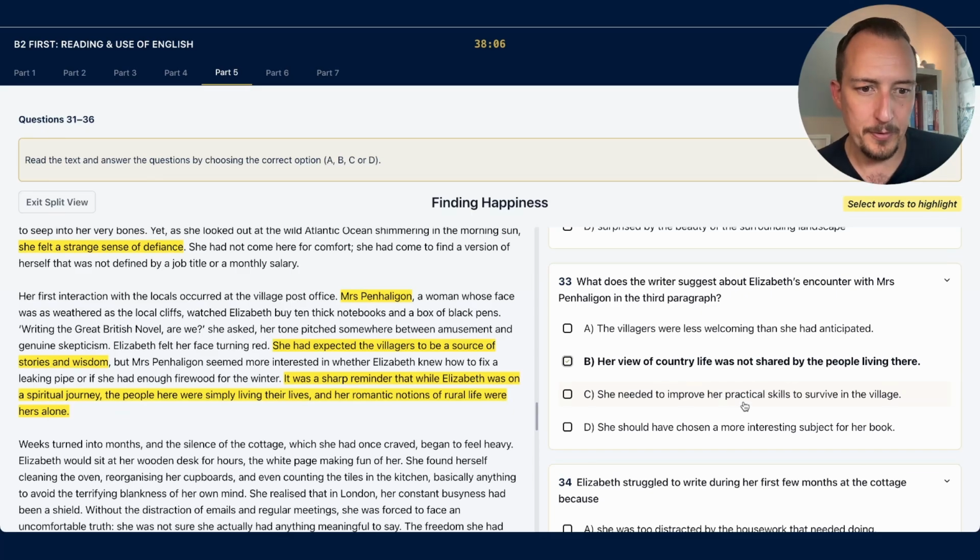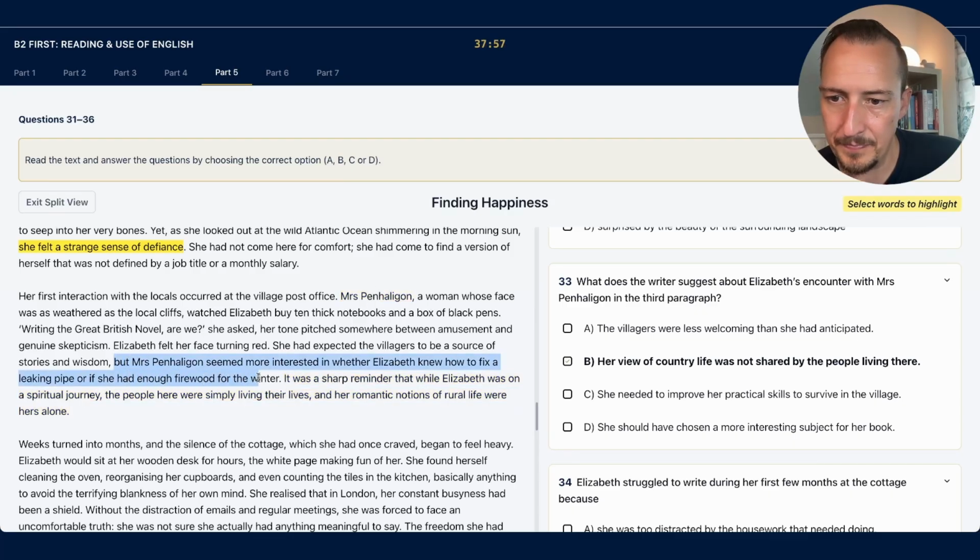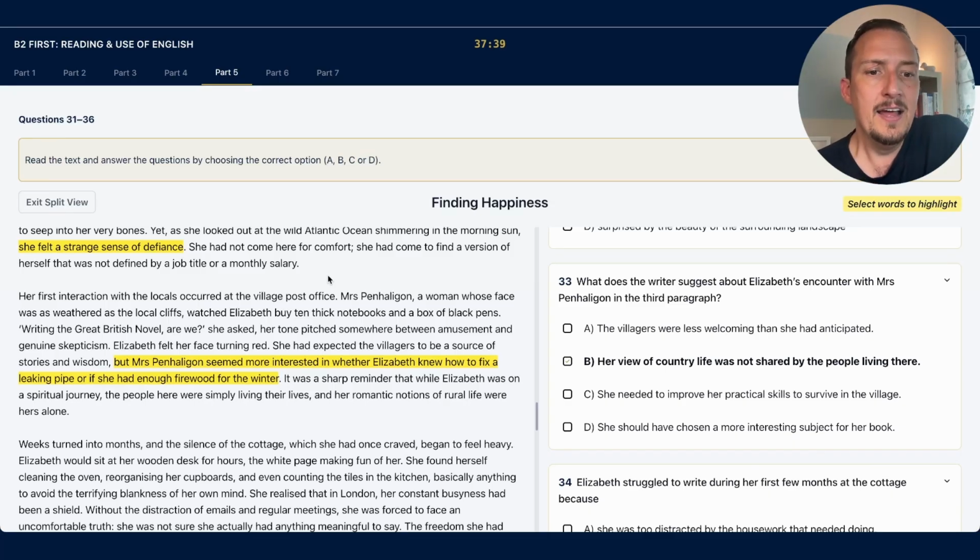She needed to improve her practical. Yeah, again, there's talk of, it says here, Mrs. So let's remove all these. Here we go. Seemed more interested in whether Elizabeth knew how to fix a leaking pipe or if she had enough firewood for the winter. So it's not that she needs to improve her practical skills. We don't know anything about her practical skills. The woman here is sort of interested in it, but there's nothing here to suggest or say that she needs to improve her practical skills.